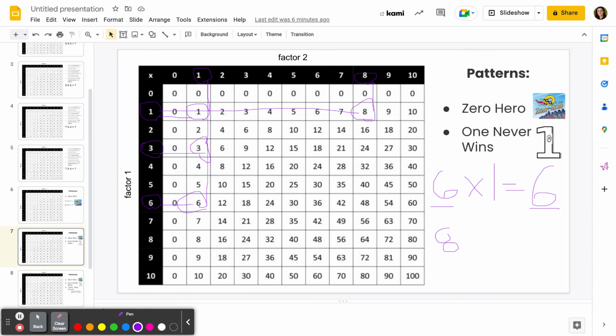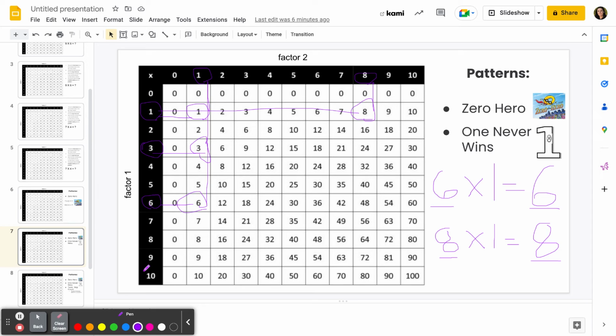8 times 1, our 1 is not going to win. Not as strong as 0. 8 times 1 is going to equal 8. When we multiply a number times 1, the product is itself. Any number times 1 equals itself. 1,000 times 1 is going to equal 1,000. 1,000,000 times 1 is going to equal 1,000,000.